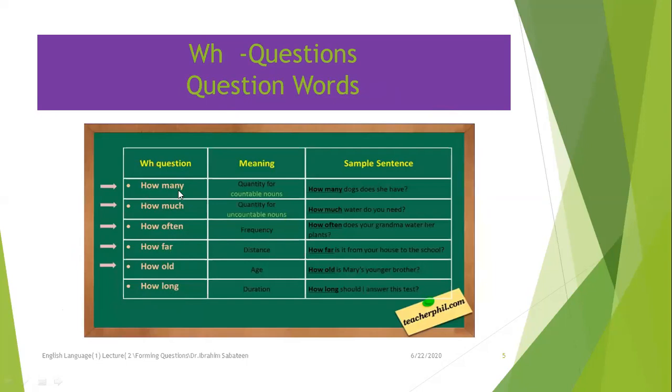When do you use how many? To ask about quantity for countable nouns. How many cars do you have? As you can see here, how many dogs does she have? I use how many to ask about quantity for countable nouns.